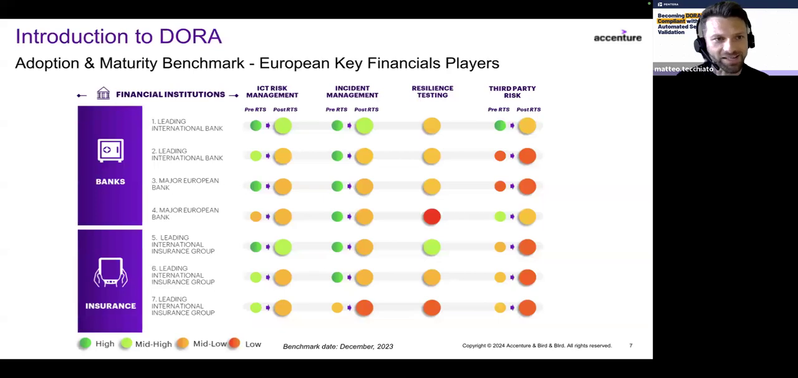So just to summarize, most of the players have already started and are completing the assessment. They have understood where they are well positioned and where they have the main gaps, and they are still working on the remediation plan in order to be compliant by the end of this year. Yeah, which makes a lot of sense.